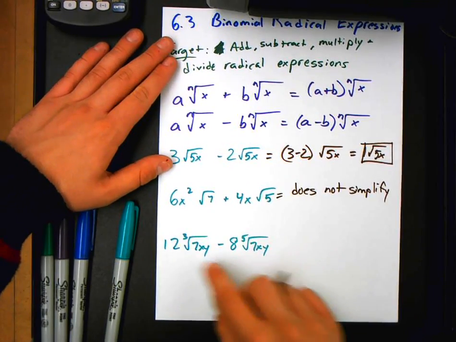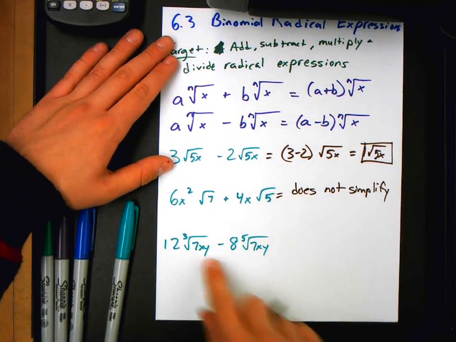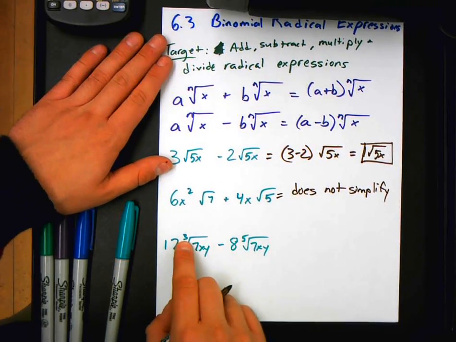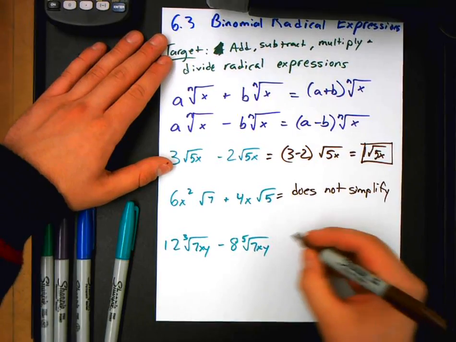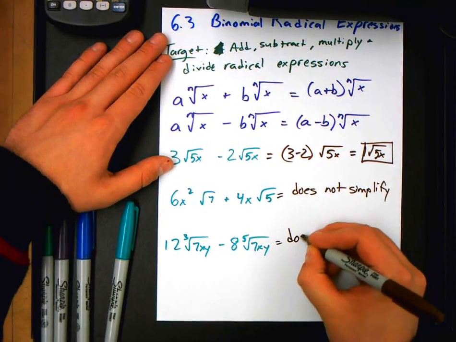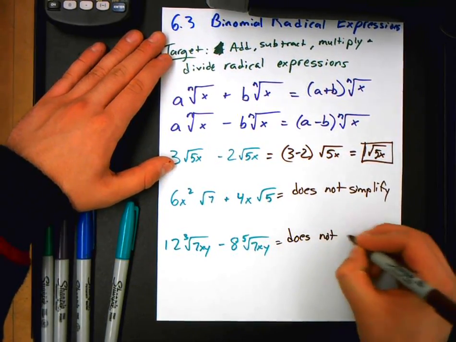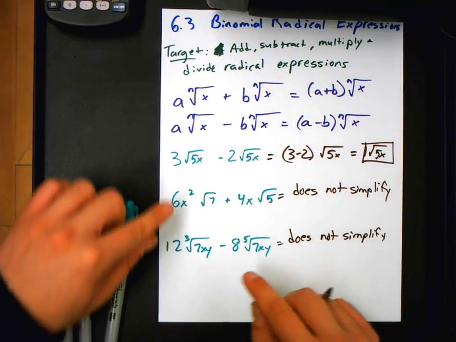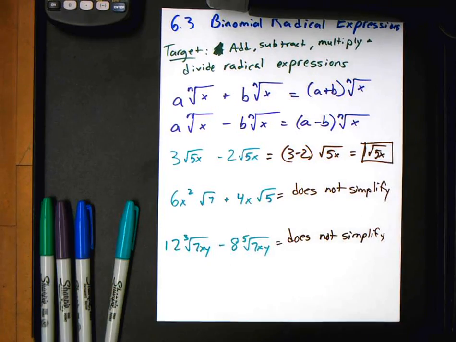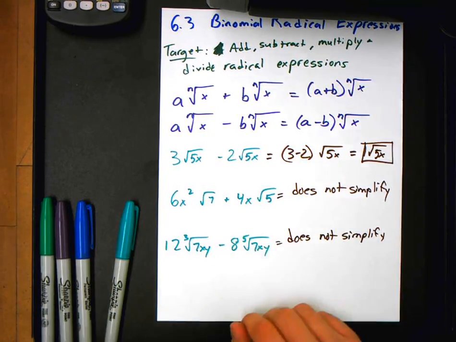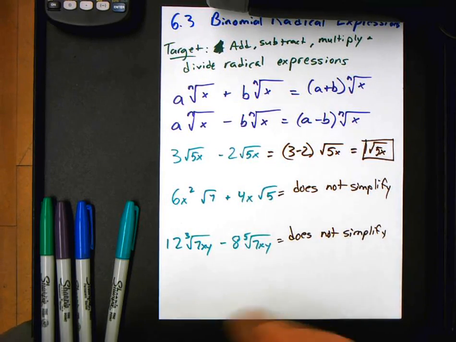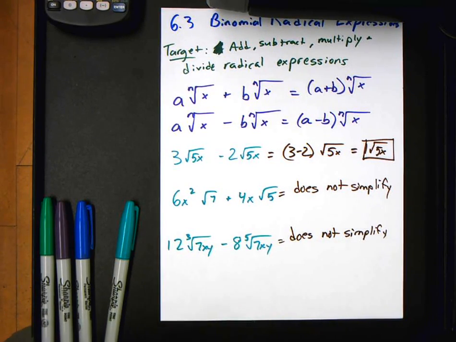Then the last one, 12 cube root of 7xy minus 8 fifth root of 7xy. This is a 5, this is a 3. Since my indexes are different, these also cannot be simplified. So only if both your index and the radicand are the same can you combine everything together into like terms. If they are not the same, then you leave your answer exactly how it is and it cannot be simplified.